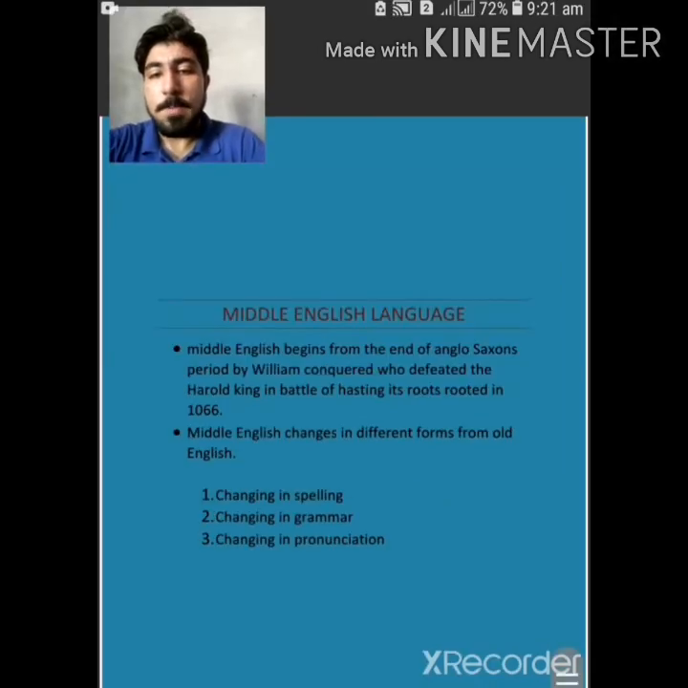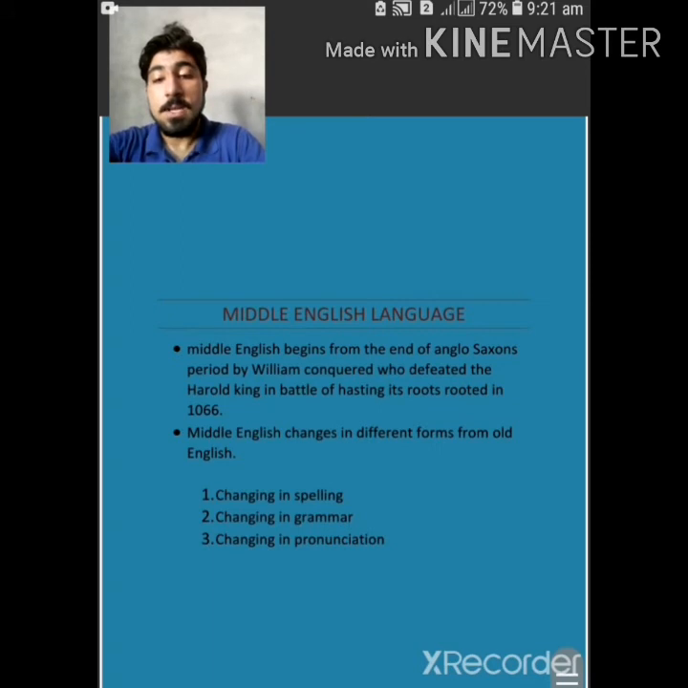So, for the topic Middle English language. Middle English begins from the end of the Anglo-Saxon period with William the Conqueror, who defeated King Harold in the Battle of Hastings. Its roots are in 1066. Middle English changes from Old English in different forms. Number one, changes in spelling. Number two, changes in grammar. Number three, changes in pronunciation.